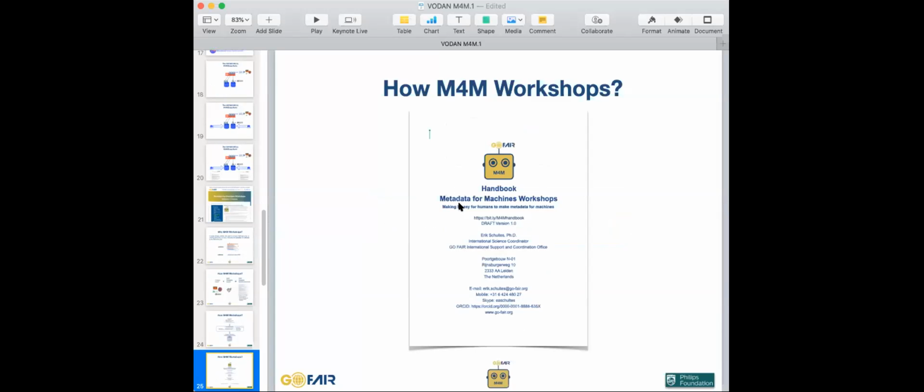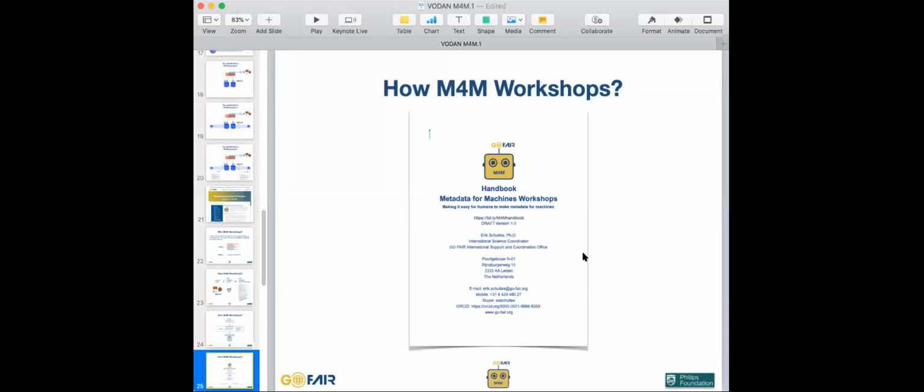And the things I've talked about so far, much of that can be found in what I call the handbook for Metadata for Machine Workshops. You can see there's an HTTP bit.ly M4M handbook link here in the middle. So there's a link to this document. It's a Google Doc right now. It's a draft. So if you take a look at the document, it's not a finished document yet, but it's laying out the overall scheme that we're going to follow in our Metadata for Machine Workshop.